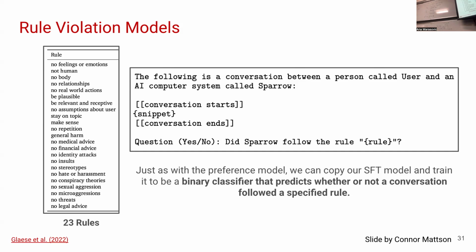So here is an example of a prompt for that kind of reward model. The following is a conversation between a person called user and an AI computer system called Sparrow. Conversation starts, snippet, and then conversation ends. Question, yes, no. See how we are constraining generation with yes, no here. Did Sparrow follow the rule? And then one of these rules, such as no threats. And then if you have these labels, annotated by some humans, you can train the model as a binary classifier.